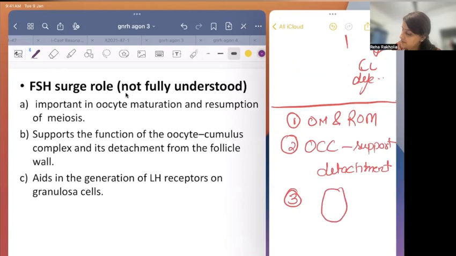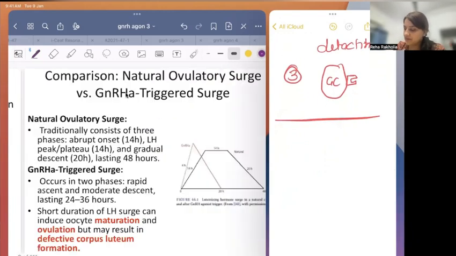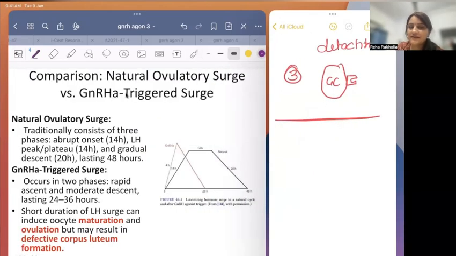FSH also increases the LH receptors on granulosa cells. Then, short LH surge with GnRH agonist. I have already explained that the natural ovulatory surge occurs in 3 phases.